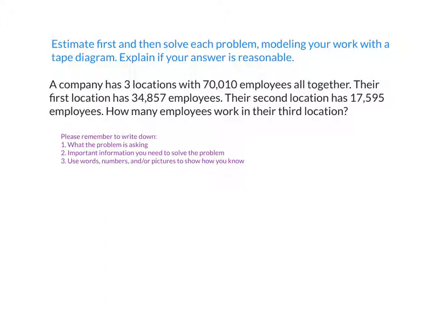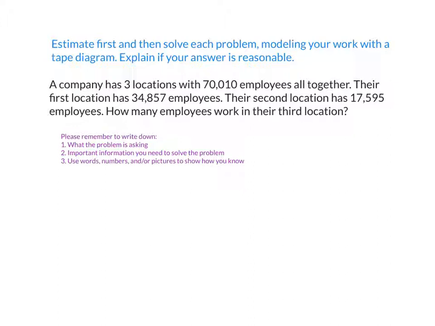Okay, so let's look at this first problem. You don't have it in front of you, so you need to write down what the question's asking and the important information. A company has 3 locations, so it's like if there was a Starbucks and there's 3 different Starbuckses. Does that make sense? With 70,010 employees altogether. Their first location has 34,857 employees. Their second location has 17,595 employees. How many employees work in their third location?